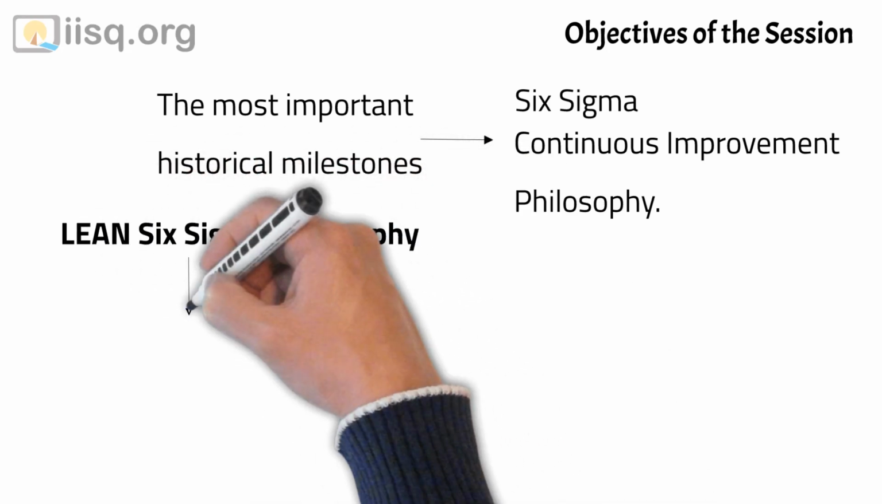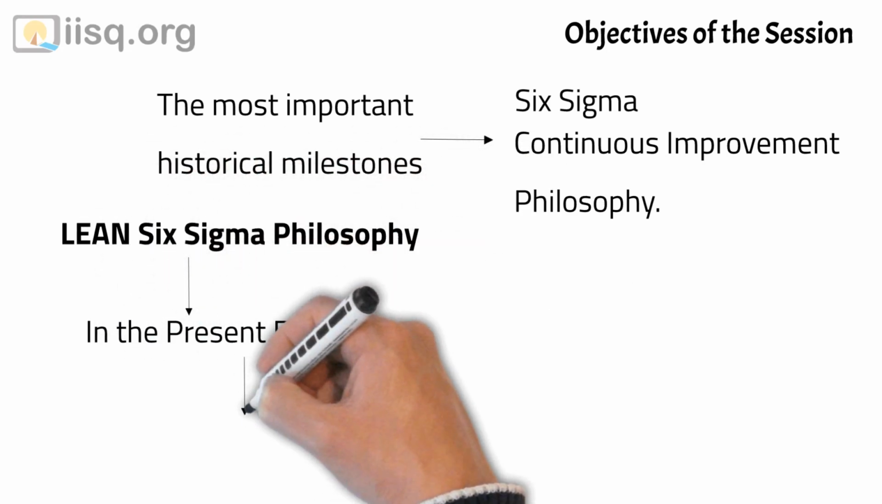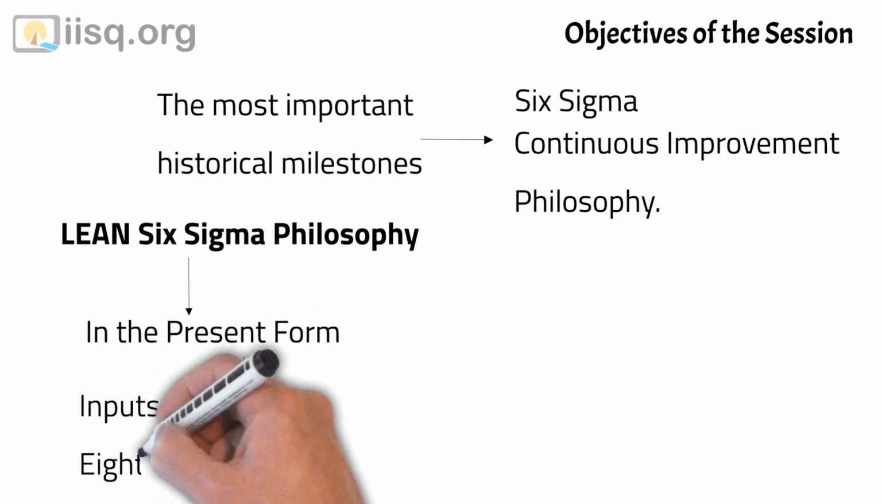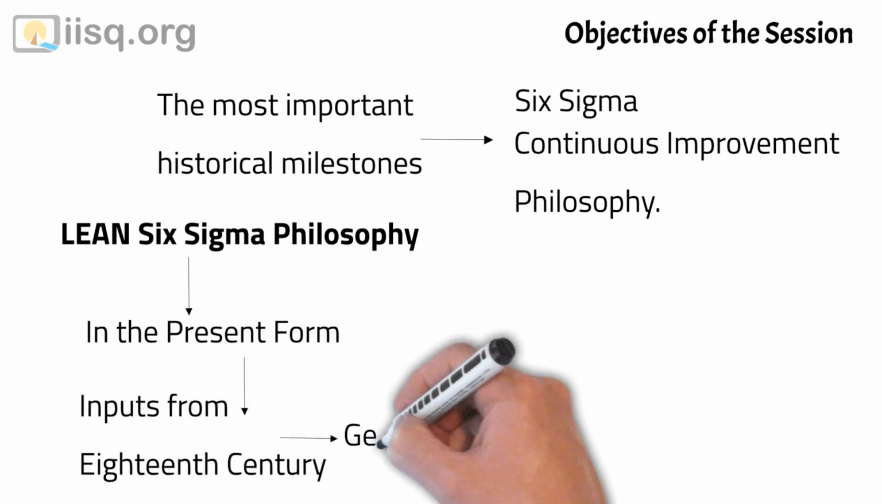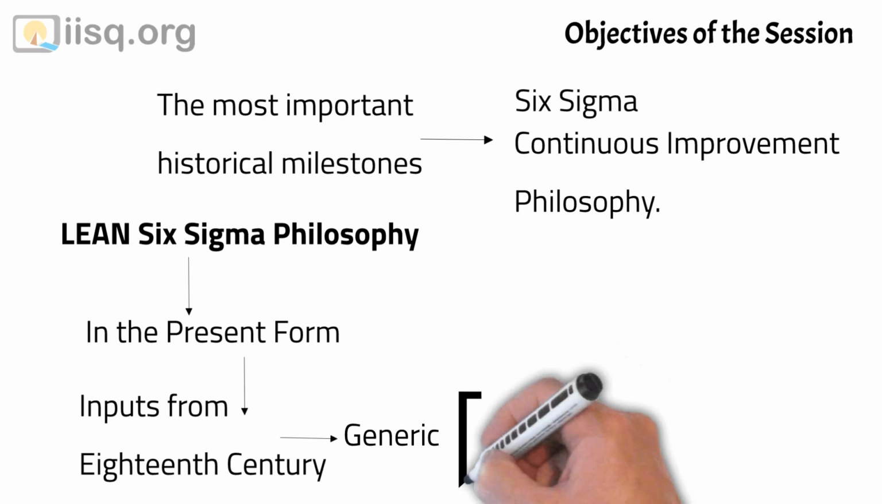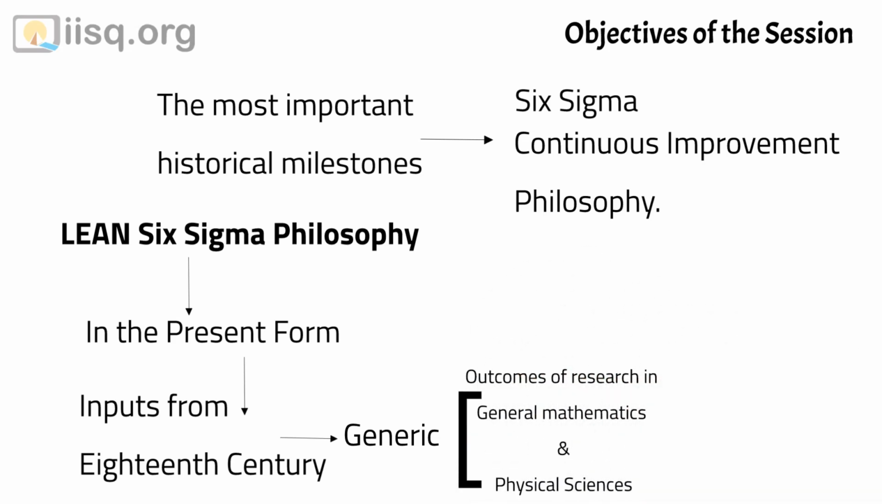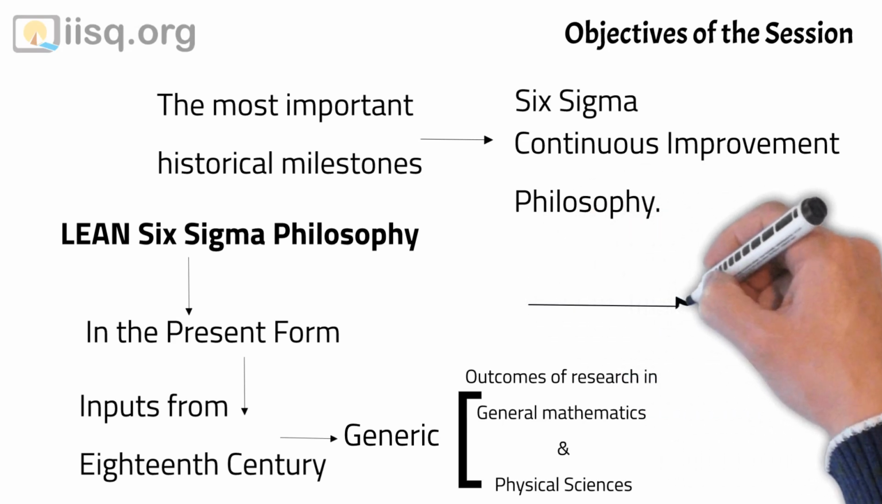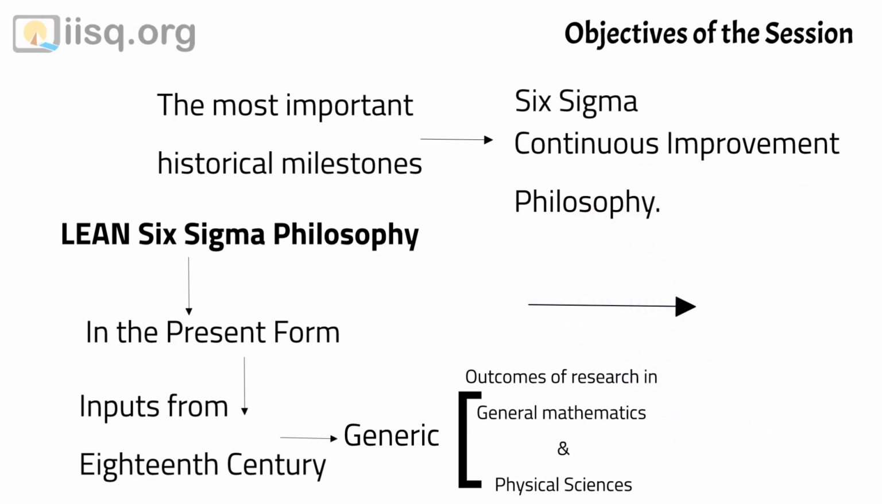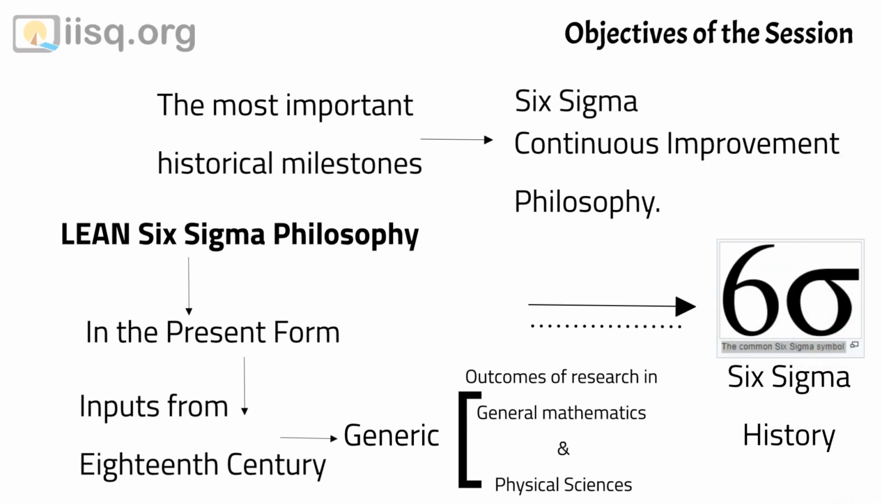The Lean Six Sigma concept, as it took the present-day shape, has really received some input from as long back as the 18th century, though those were more generic, and they were outcomes of research in general mathematics and physical sciences. Tracing forward those events, and connecting the dots backward, these reveal a lot of Six Sigma history.